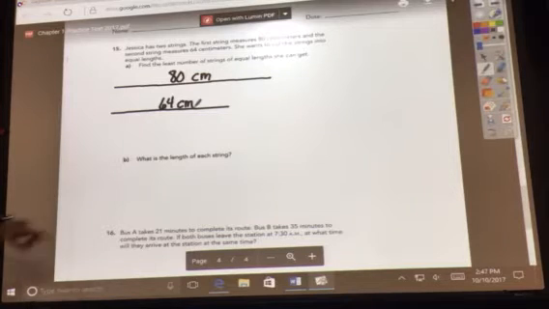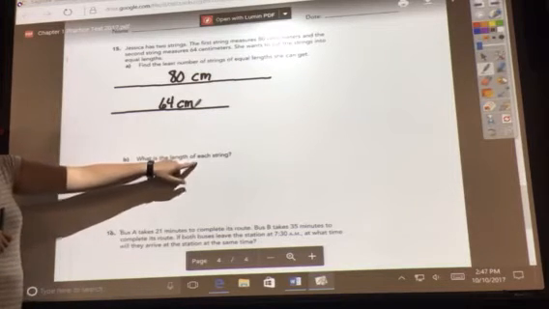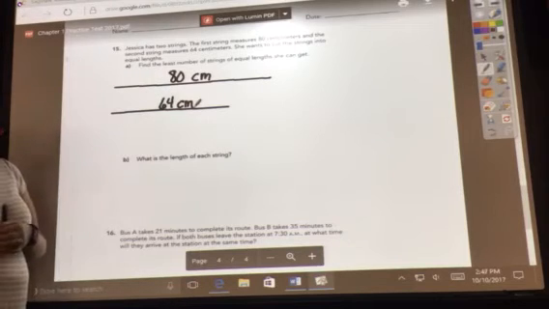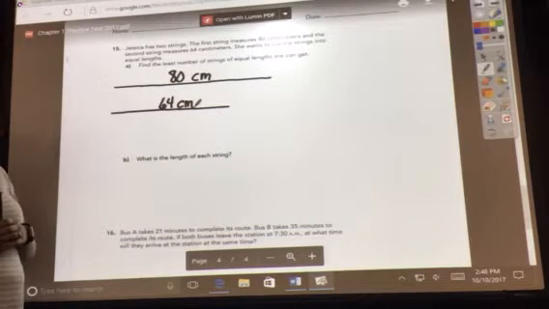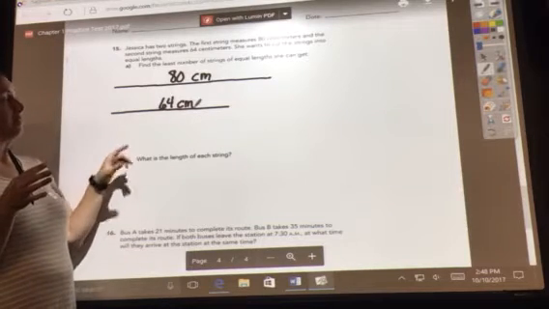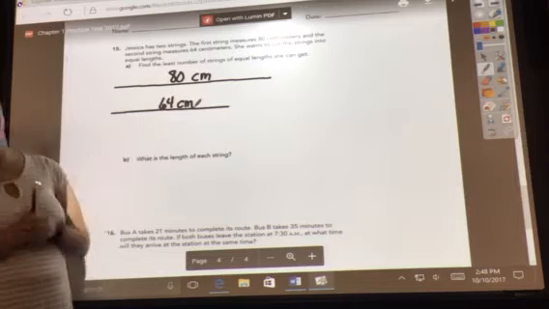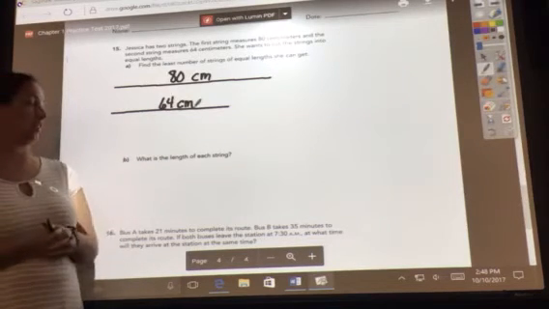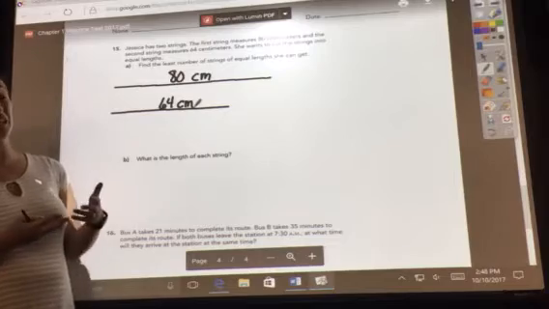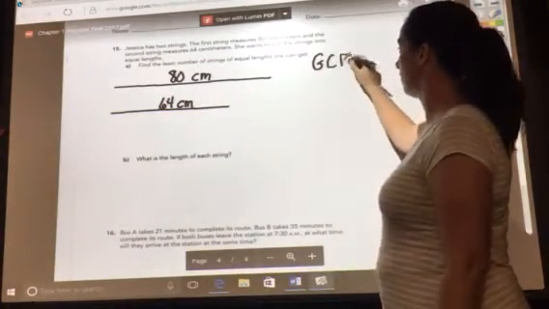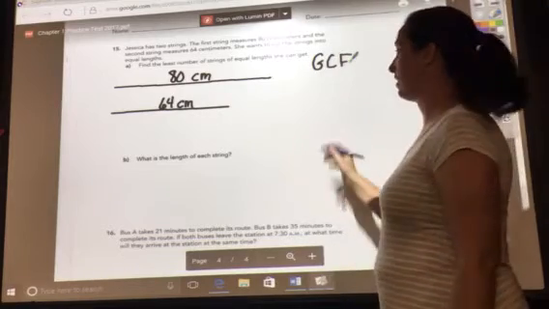And they want to know what is the length of each string, and then we want to know what's the least number of strings of equal length she can get. So what we're really trying to do is figure out what is the biggest number that can go evenly into 80 and 64. Because if we do that and it goes evenly, then we're not going to waste any of the string. So really what we're looking for is the greatest common factor, or the biggest number that divides evenly.